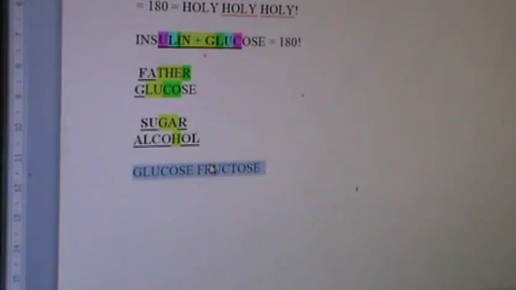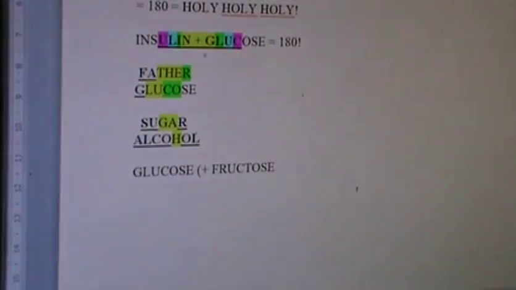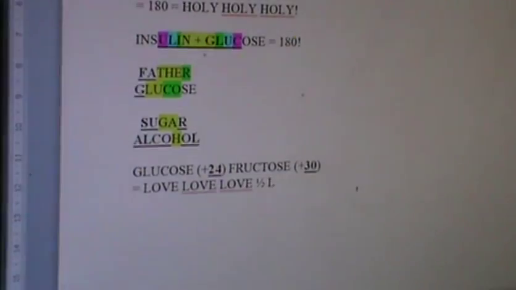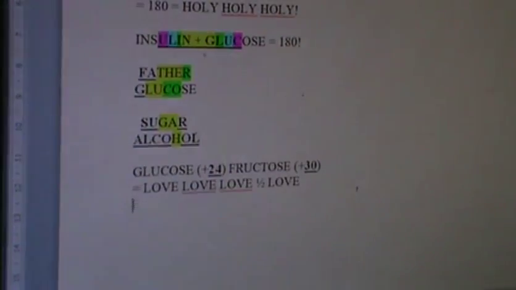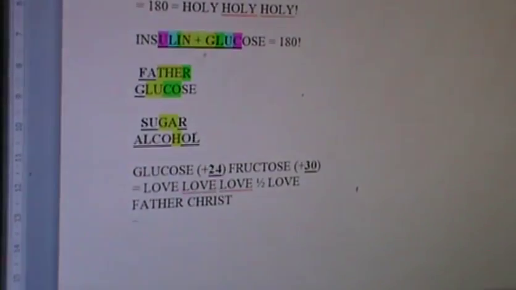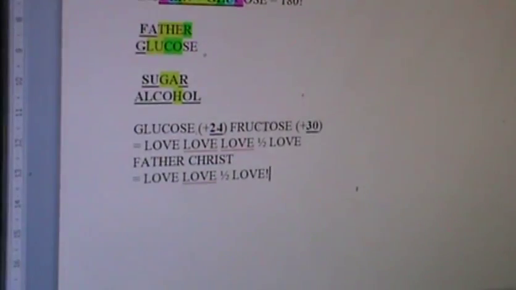Christ Father combo. Yeah, glucose goes to Father, fructose goes to Christ. I'm going to show you this. Glucose is plus 24 from Father, and fructose is plus 30 from Christ. King offsets. But the coolest part of all is when you put them together, you get love, love, love, half love. Well, when you put Father and Christ together, you get love, love, half love. So it's very glaring to me. Between the divine combination of glucose and fructose, you just injected another love, and you have these perfect offsets.